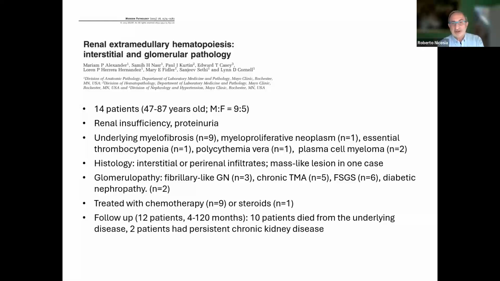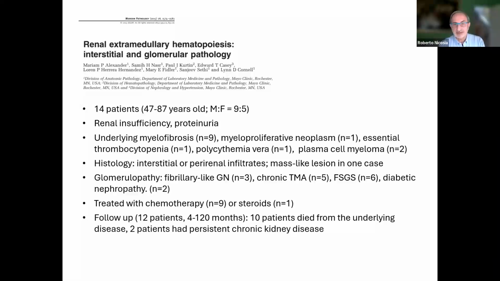They also had glomerulopathy with features of chronic TMA, like in our case, where we saw endothelial injury, FSGS, and 2 patients had diabetic nephropathy. 9 of their patients were treated with chemotherapy, and 1 was treated with steroids. They had follow-up on 12 patients, 10 of which died from the underlying disease, and 2 patients had persistent chronic kidney disease. None of their patients had a history of bone marrow stem cell transplant.